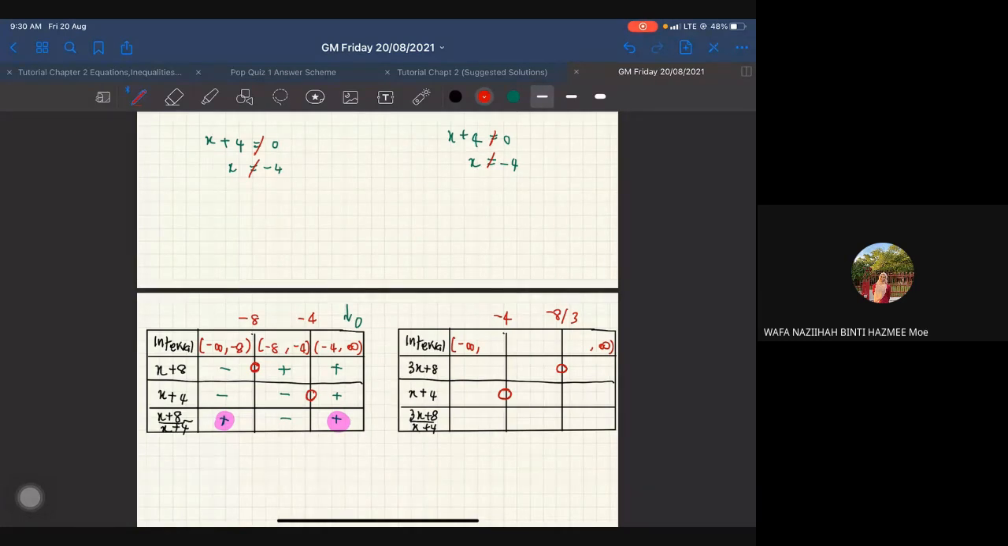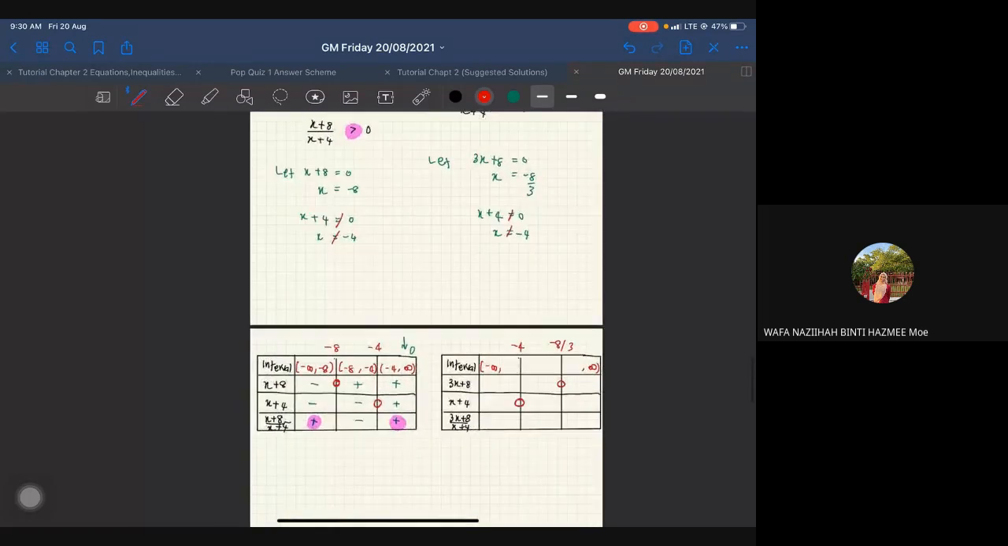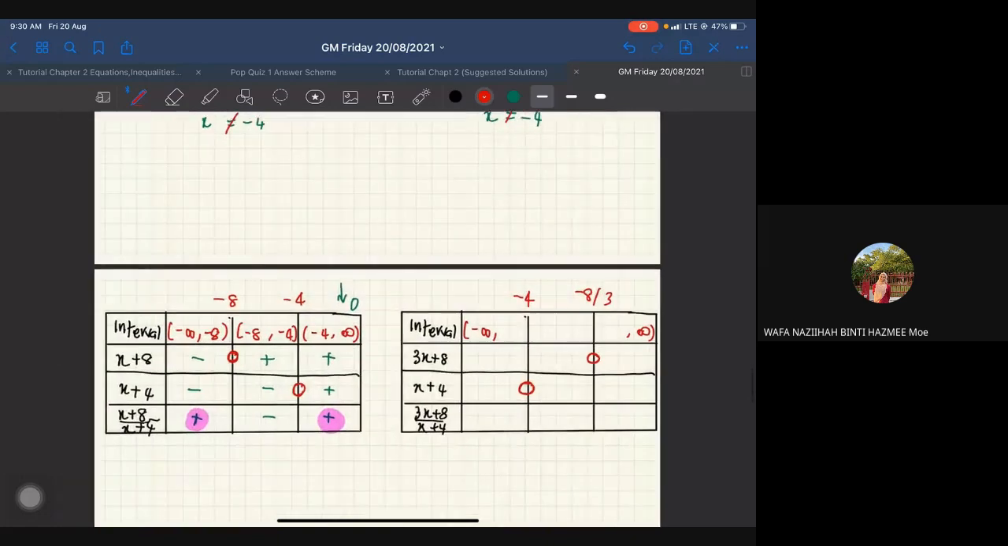Okay, so sekarang masukkan interval. So just write your interval negative infinity to negative 4, open bracket, and then negative 4, comma, negative 8 over 3, open bracket, finally negative 8 over 3 to infinity. Okay, so sekarang kita masukkan nilai. So kosong berada dekat sini. Okay, so 0 times 3 is 0 plus 8 is a positive number. So this one over here is positive.